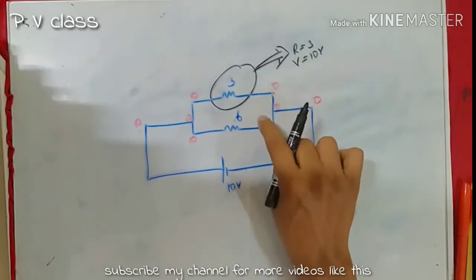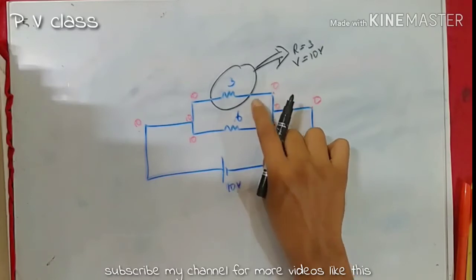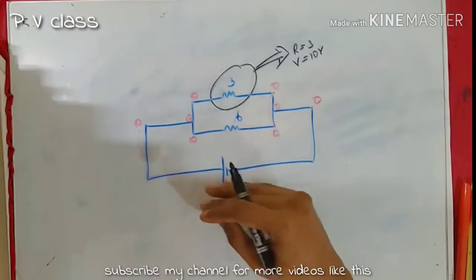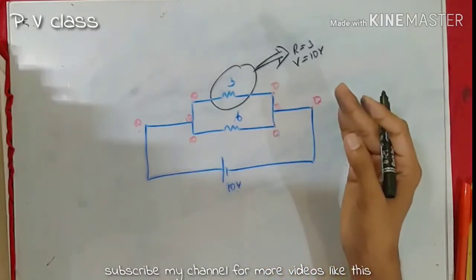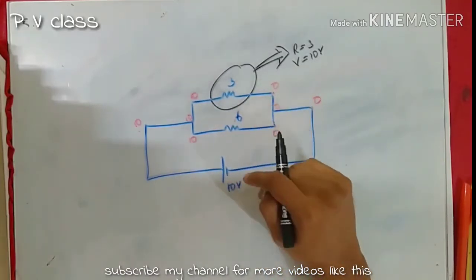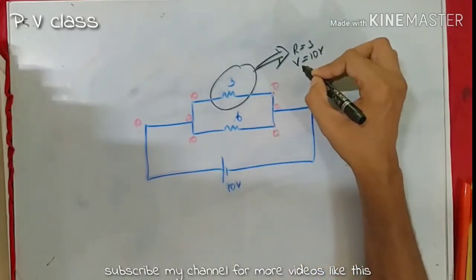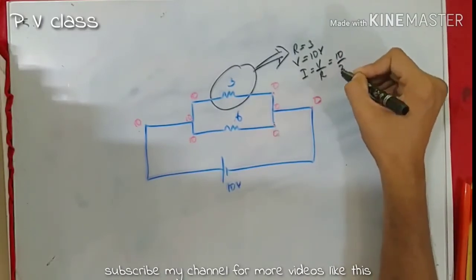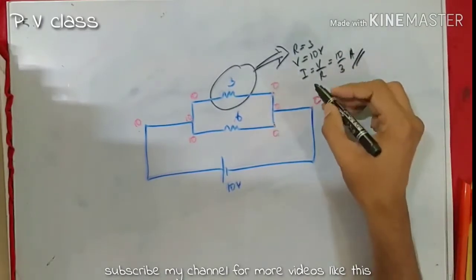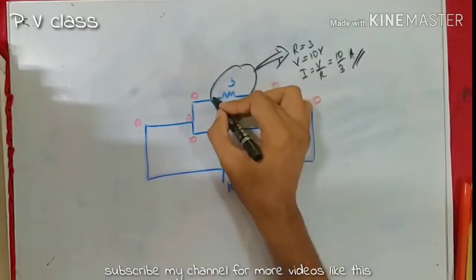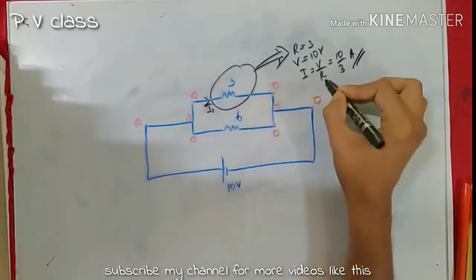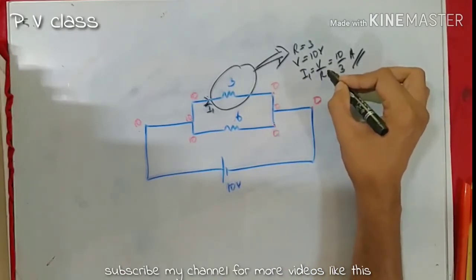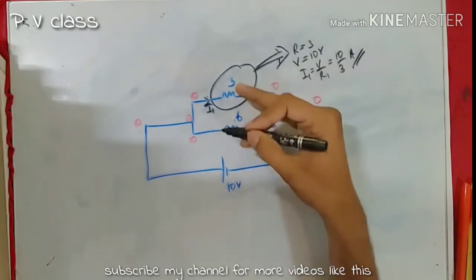In short, you could see in parallel combination, voltage or potential difference is the same. What was it in the case of series combination? In the case of series combination, current was the same. In the case of parallel combination, voltage is the same. Resistance is 3 ohm, voltage is 10 volt. Therefore, I is equal to V by R, that is 10 by 3 ampere. This is the current across the first 3 ohm resistor. Let me mark it as I1. Therefore, I1 is equal to V by R1. Why V by R1? Voltage is the same.